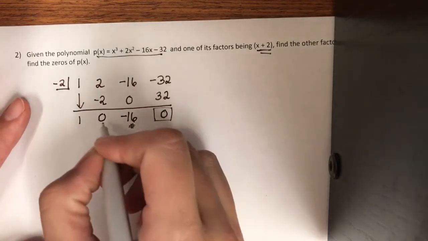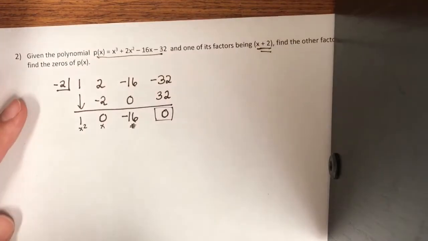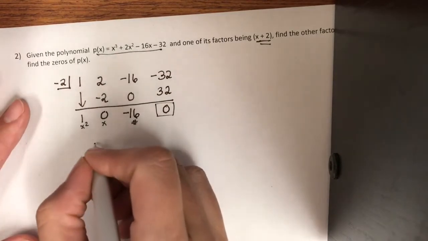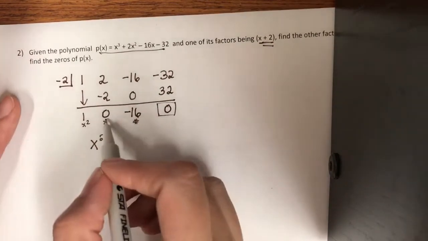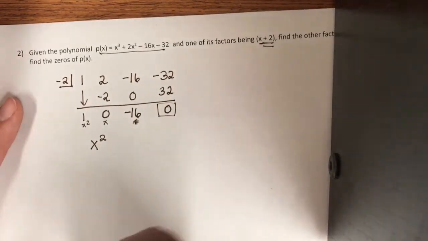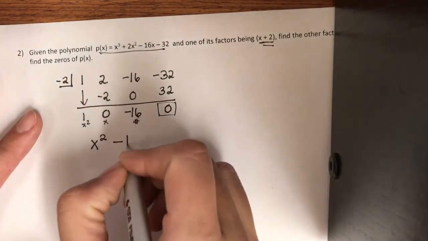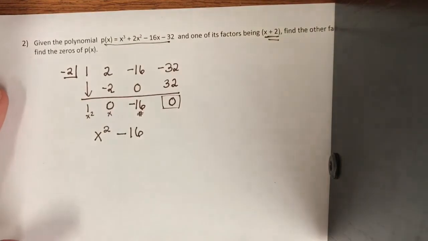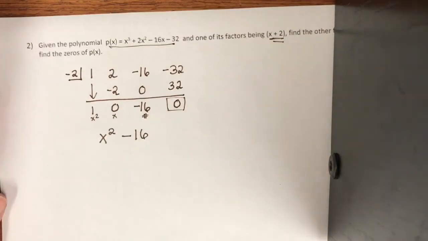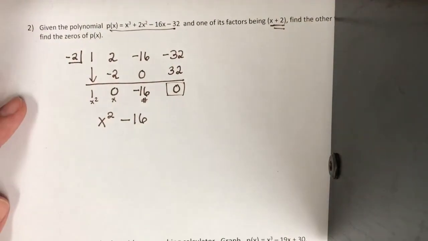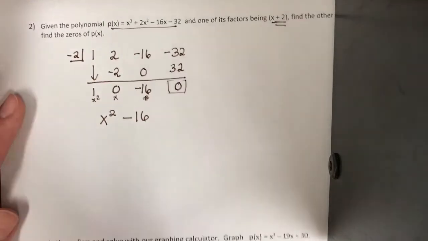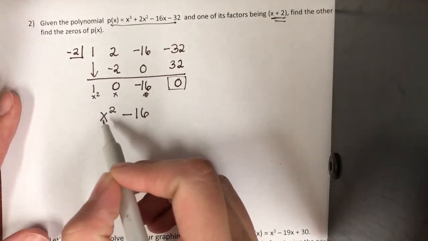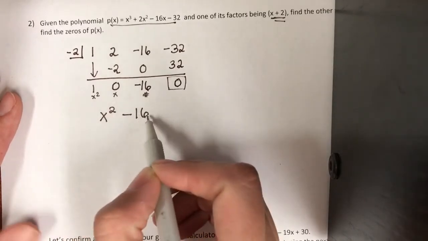So this is the number x and x squared. So we have 1x squared, which is just x squared. And then 0x is nothing, so I'm just going to leave it. And then we have minus 16. So now I want to see, can I factor this? Well, I can see right away that this looks like something I've factored, a difference of squares. So I've got x squared minus 16.